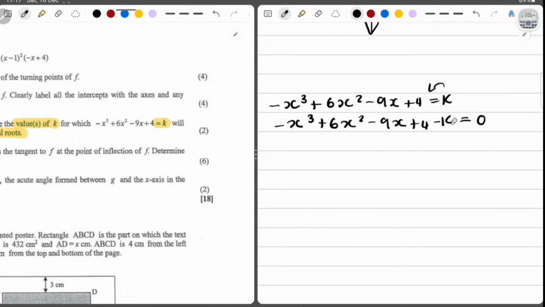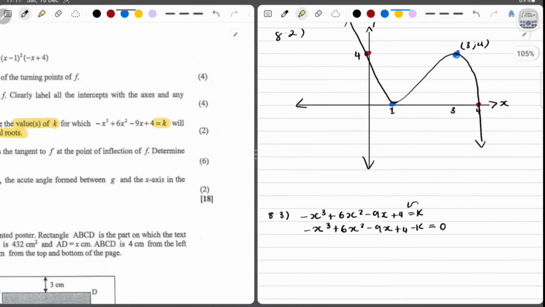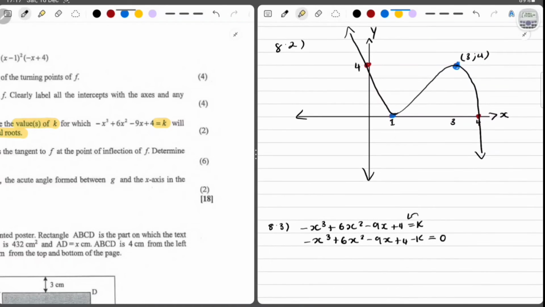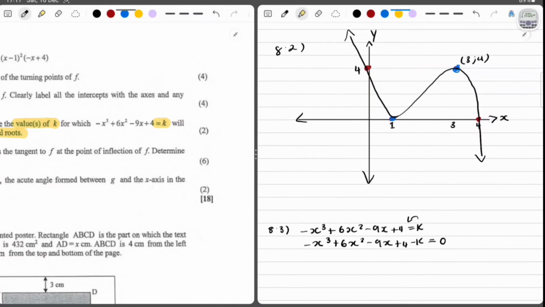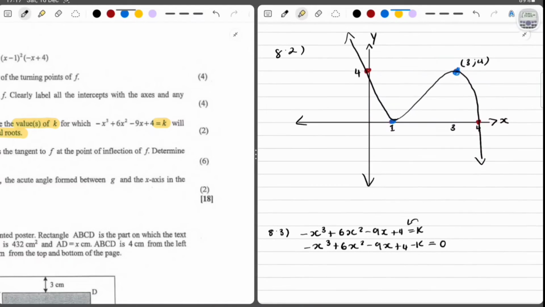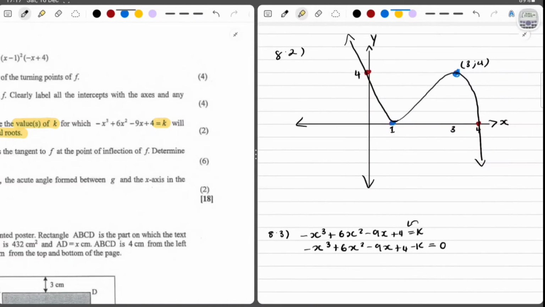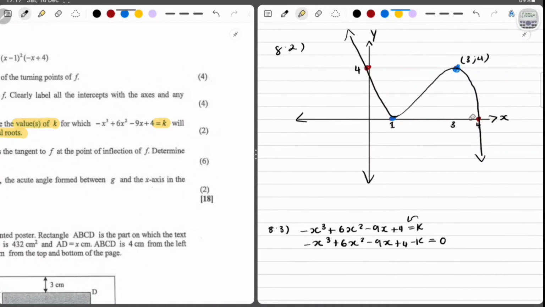So we need to find out the values of k for which that graph is going to have 3 real and unequal roots. Okay, let's look at the way this graph looks right now. This graph currently has how many roots? It has 2 roots, okay? Those are x-intercepts. It has 2 x-intercepts. We need it to have 3, and they need to be real. Another thing that we should also take note of is the fact that this k is negative, but we'll get to that.